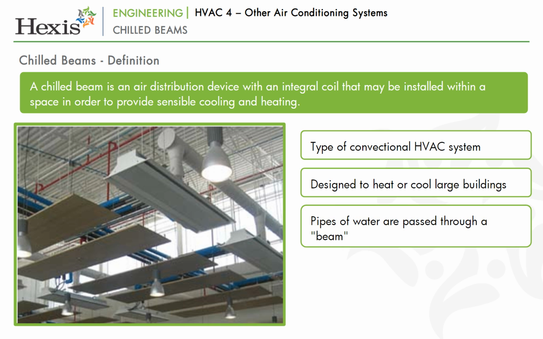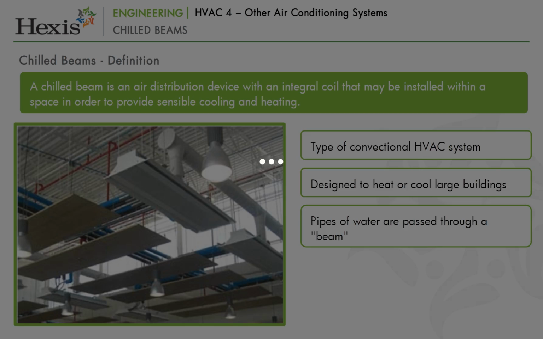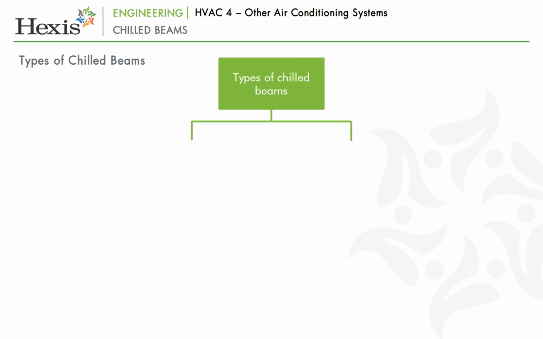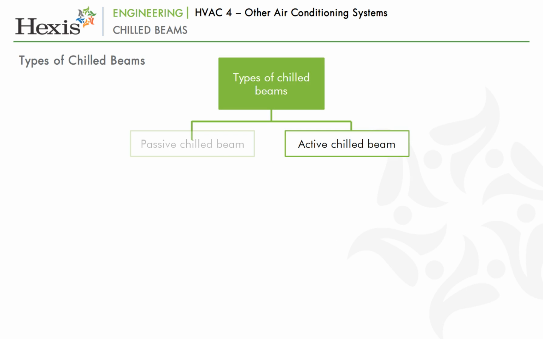Pipes of water are passed through a beam, that is a heat exchanger, either integrated into standard suspended ceiling systems or suspended a short distance from the ceiling of a room. As the beam chills the air around it, the air becomes denser and falls to the floor. It is replaced by warmer air moving up from below, causing a constant flow of convection and cooling the room. There are two main types of chilled beams, active and passive.